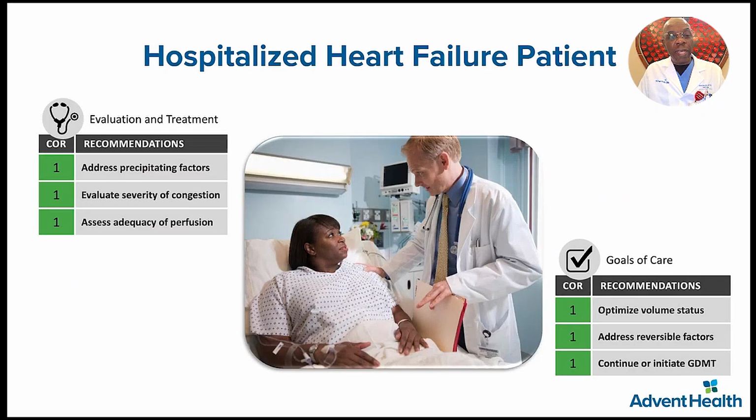Once the patient is admitted, the guidelines suggest the following goals for evaluation and treatment. Number one is to address the precipitating factors for heart failure. Next, patients should be evaluated for the degree of congestion. Next, the patient should be evaluated for the adequacy of their perfusion. This can be achieved by laboratory testing, clinical assessment, and cardiovascular imaging. The goals of care for the hospitalized patient are to optimize their volume status, address any reversible factors, and to continue or initiate GDMT. And those are all class 1 indications in the guidelines.